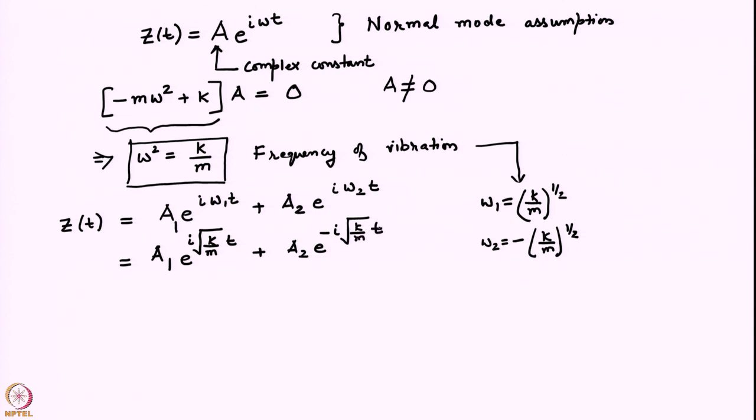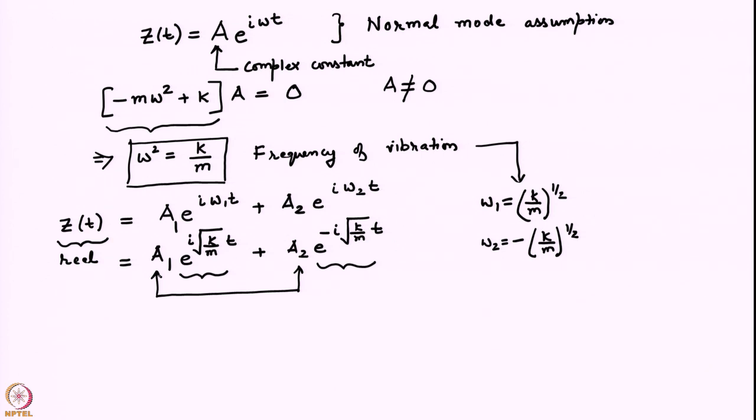Now notice that these exponentials are just the complex conjugates of each other, and z of t is a displacement, so it has to be a real quantity. So we must find that A1 and A2 should be complex conjugates of each other. I have told you earlier that A is a complex constant. So A1 and A2 are complex constants, and in order to make z real, A1 and A2 should be complex conjugates of each other.